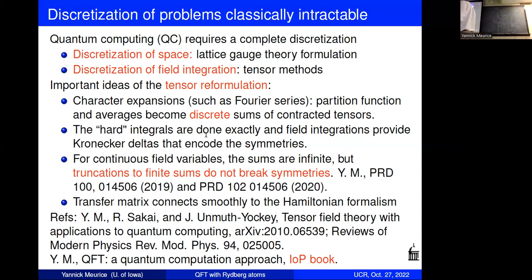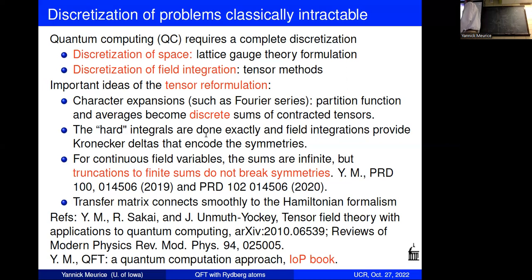The difficult integrals are done exactly, and what you are left with are Kronecker delta functions that encode the symmetry. I will explain this later. When you have a continuous field variable, you have infinitely many modes, so you have to truncate. A result that I found is that the truncation does not break the symmetries. And then the formalism goes smoothly between the Lagrangian and the Hamiltonian. I find it very nice.